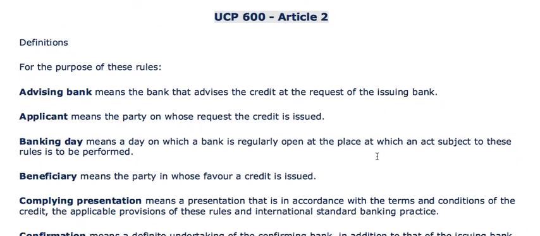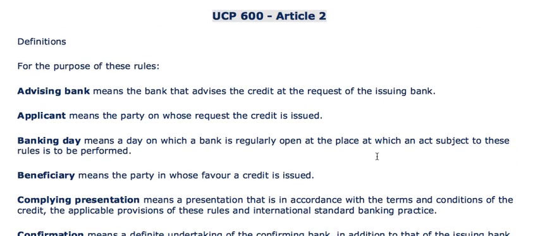Second part is definitions, meaning different parties, different terms which are there in the documentary credit. So we start alphabetically. Advising bank. Advising bank is a bank that advises the credit at the request of the issuing bank. So before that, let us discuss a little the structure of letter of credit, how a letter of credit works. Only then these terms or definitions will be more understandable and more convenient to know and understand.